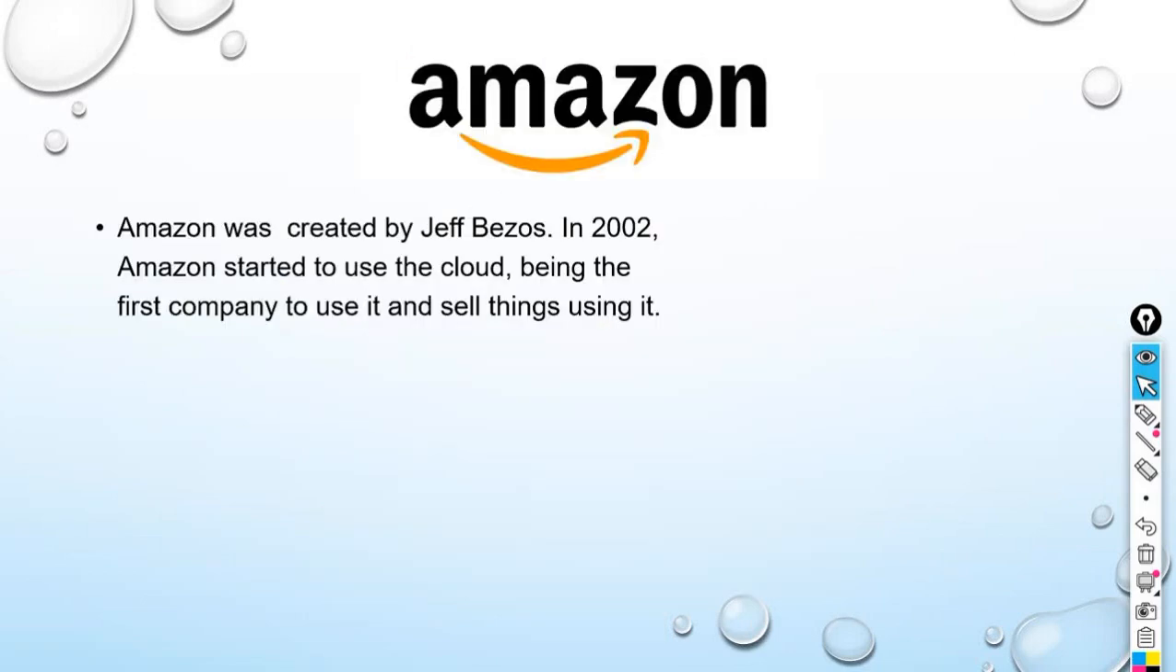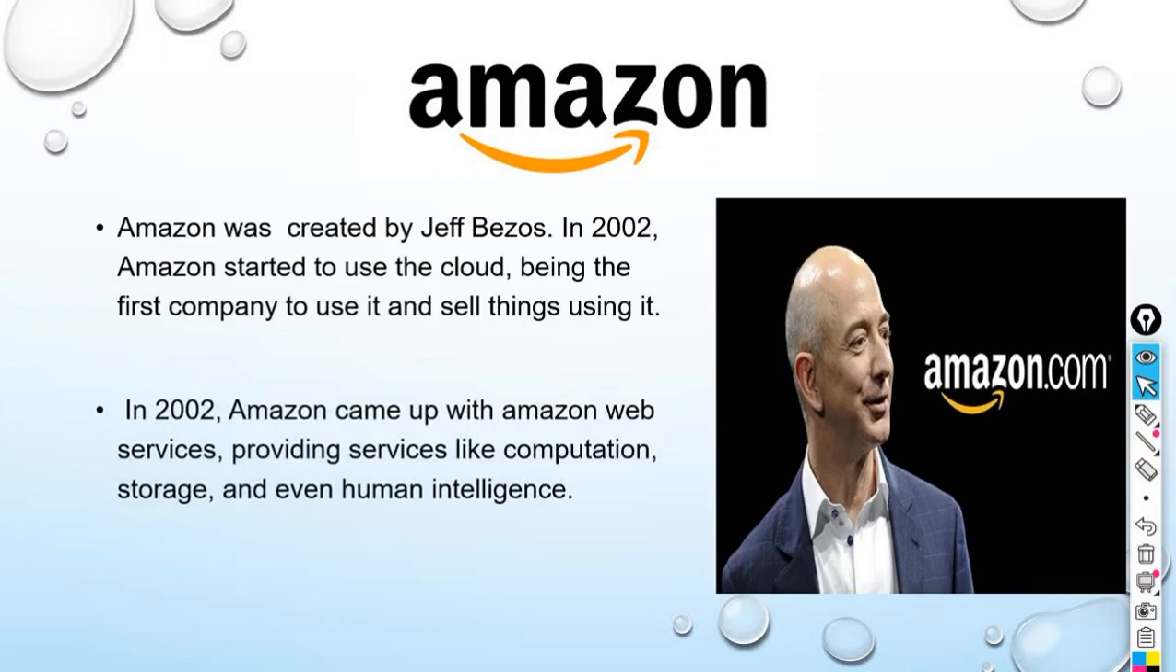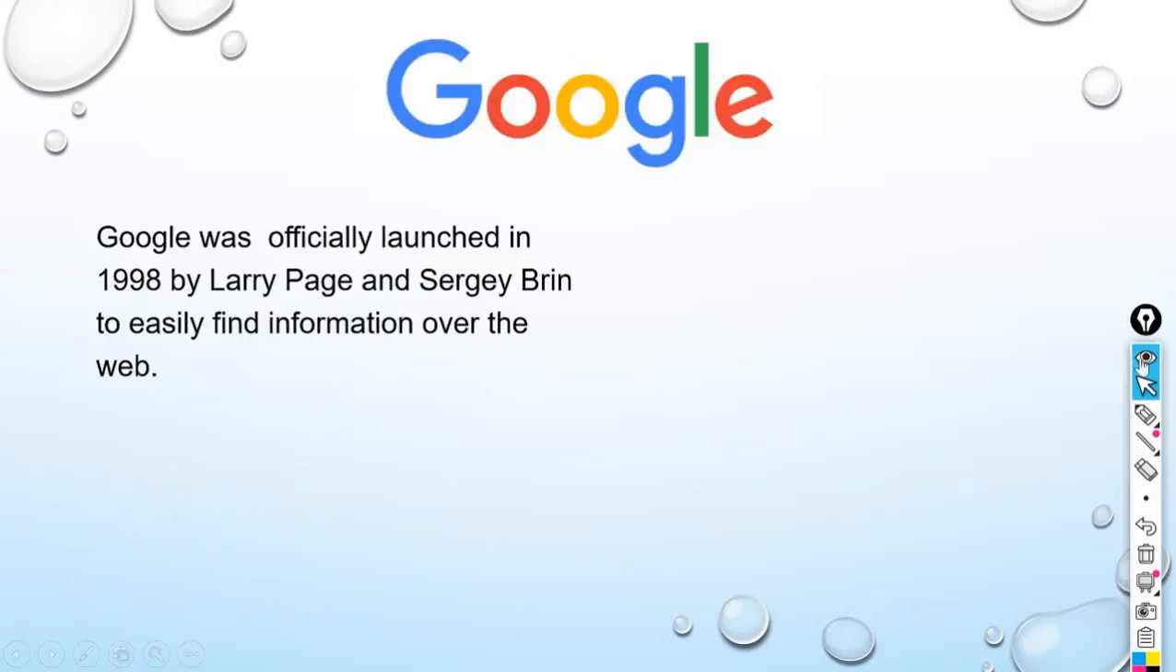So let's go deeper. Amazon was created by Jeff Bezos. Amazon started to use the cloud, being the first company to use it and sell things using it. In 2002, Amazon came up with Amazon Web Services, providing services like computation, storage, and even human intelligence. Google was officially launched in 1998 by Larry Page and Sergey Brin to easily find information over the web. And who doesn't use it right now?